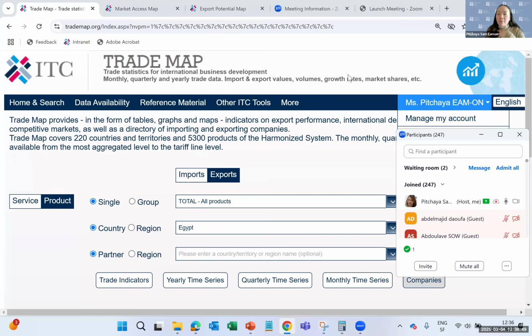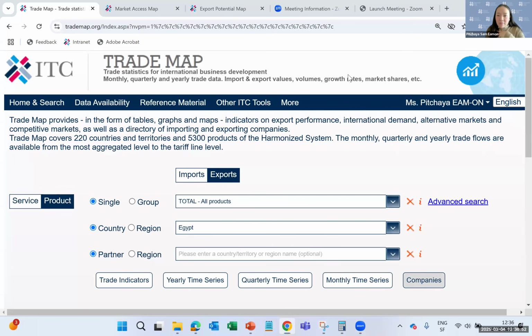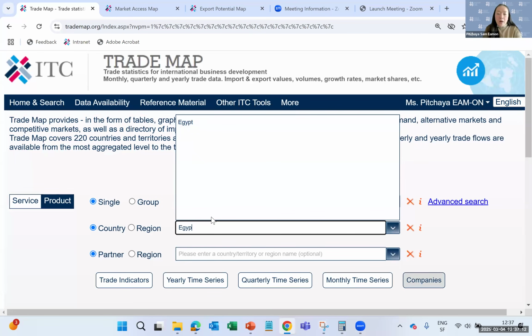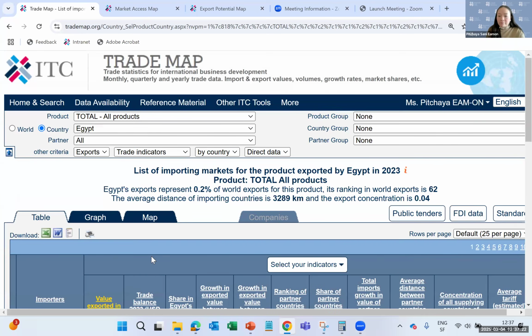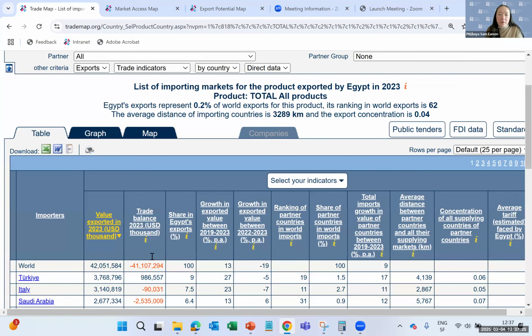I am going to just say again what I just mentioned before. We're going to look at the country perspective, and this is the home page. First, you select the trade flow direction. I selected export. Then this is the product combo box. You can leave it blank. It will consider all product, or you can just click total all product. Then in terms of country combo box, you type in the country's name, select it. Now, we're going to click on trade indicators because we want to see the export performance.